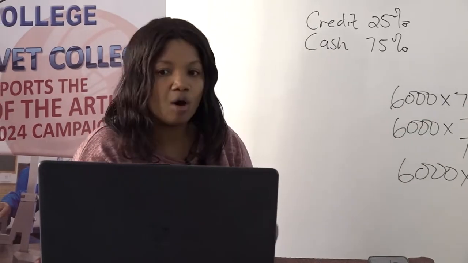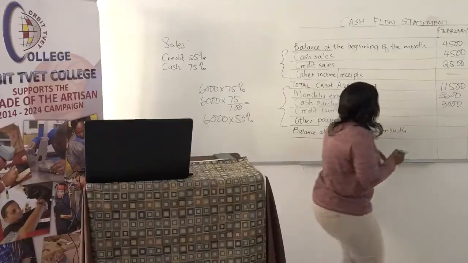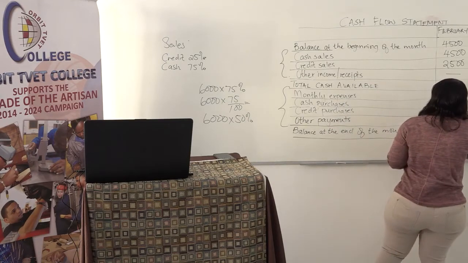Now in this case, the owner of the business purchased some stock in January, and that amount is going to be paid the following month, which is February. So we need to go back to the previous month, which is January, and check how much is 50% of the purchases for January. We find that the purchases for January was 5,000 rands. So half of 5,000 rand is 2,500 rands.